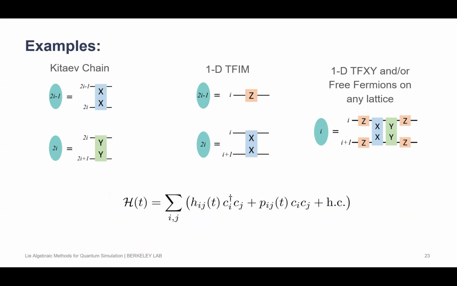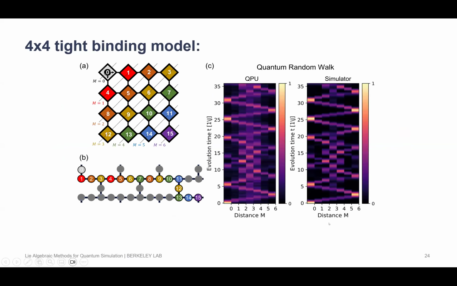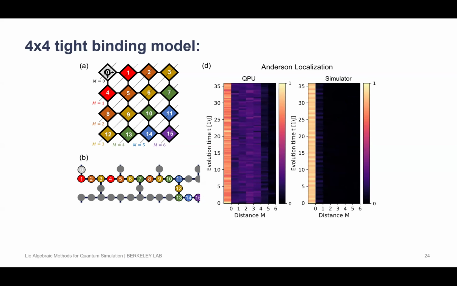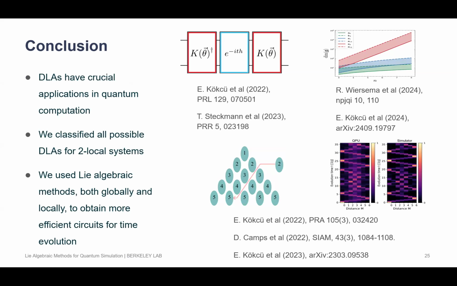We found a bunch of examples for this, but the most general thing that we found was free fermions hopping from lattice point to lattice point, basically free fermions on any lattice. We simulated a 4x4 tight binding model and got these results, and thank you.